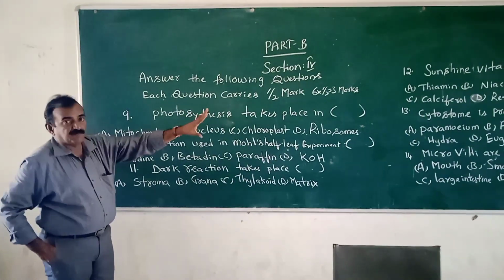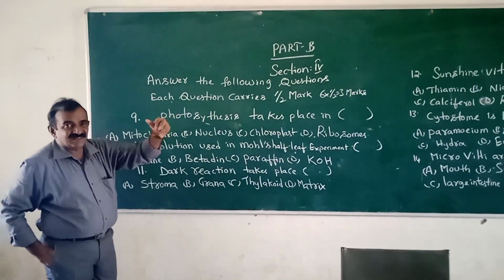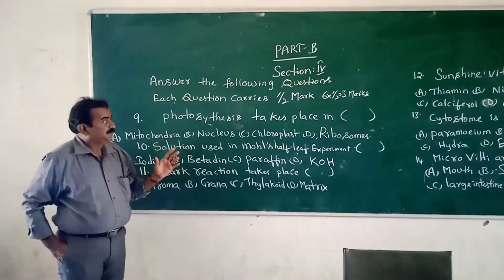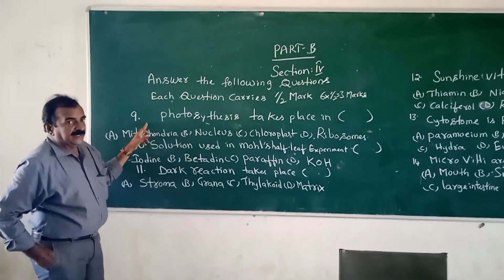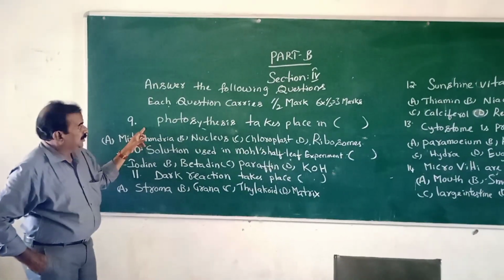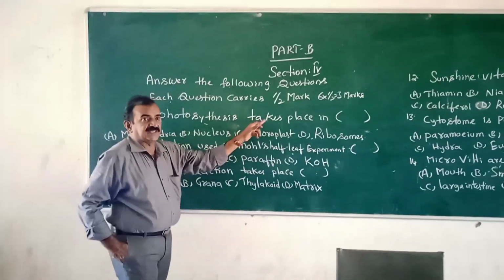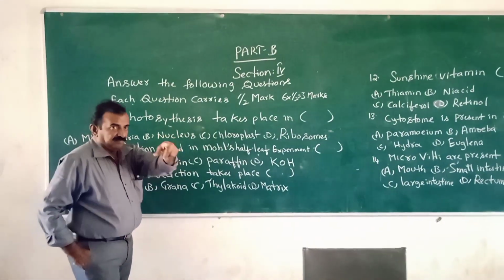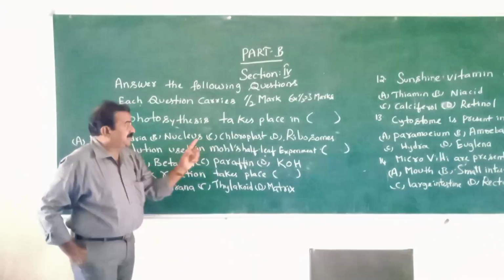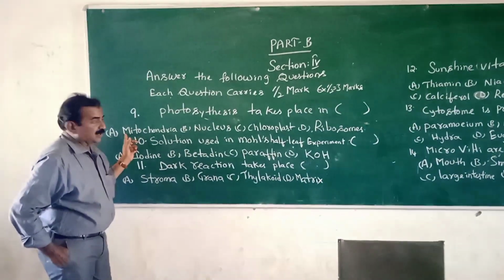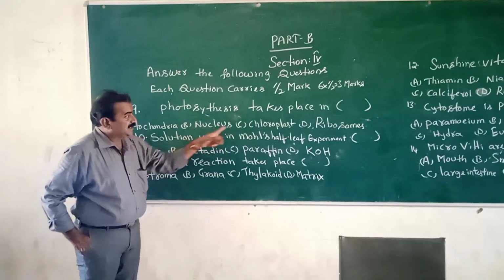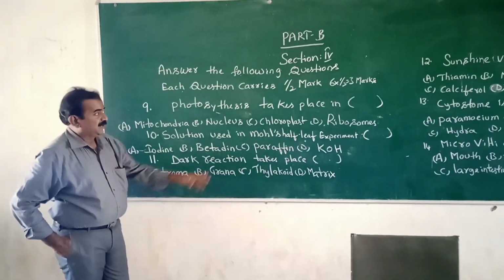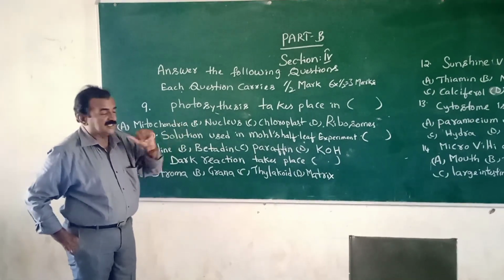Each question carries half a mark. Write A, B, C, D like that. Write only capital letters, don't write small letters. This is the first bit: photosynthesis takes place in. A, mitochondria. B, nucleus. C, chloroplast. D, ribosome. The answer is chloroplast. In the chloroplast, photosynthesis takes place.